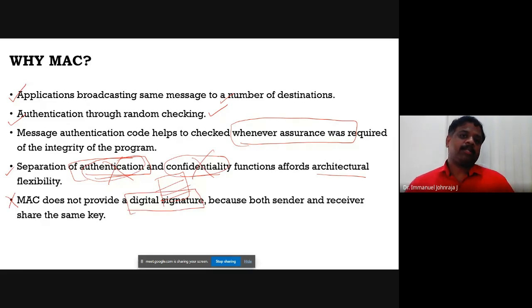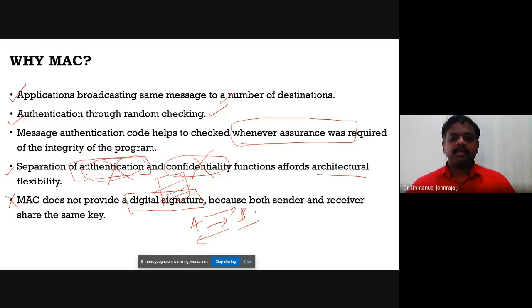What is authentication? Suppose there are two people, A and B, communicating. B can authenticate that it has received the message from A, and A can ensure that it has received it from B, if the key is shared and only that key is used for encryption.